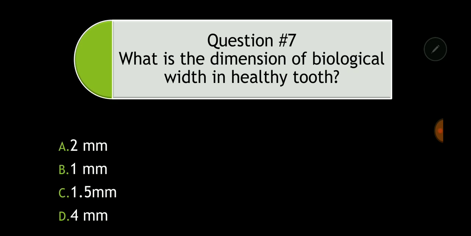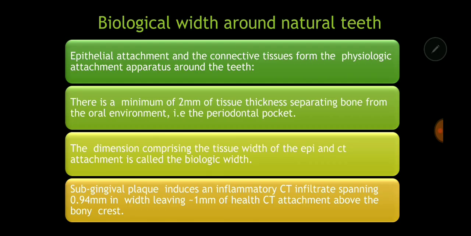What is the dimension of biological width in a healthy tooth? A, 2 millimeters, B, 1 millimeter, C, 1.5 millimeters, or D, 4 millimeters. You have to know the biological width dimensions. So our answer is going to be A, which is 2 millimeters.